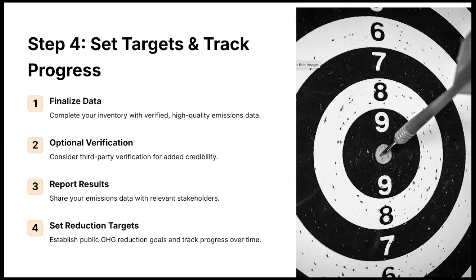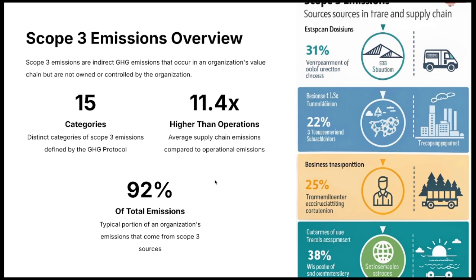And finally, set a GHG reduction target, which should be measurable, time-bound, and also ideally aligned with science-based pathways. Once targets are in place, regularly tracking this progress and refining the strategy is needed. So now let's quickly touch on scope 3.